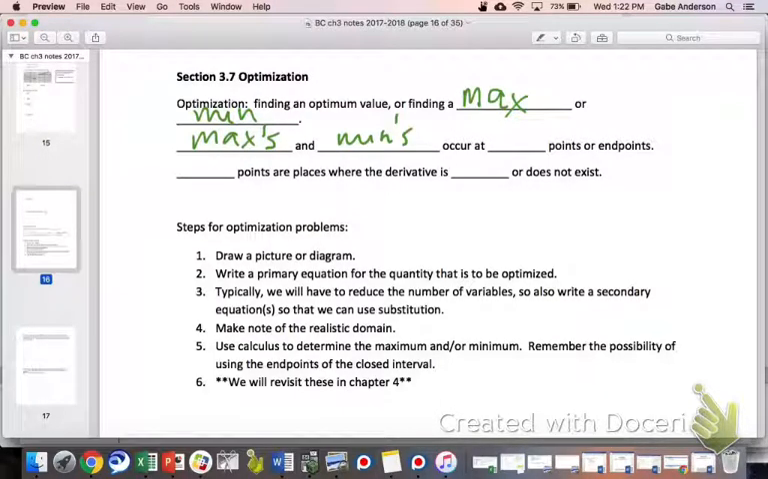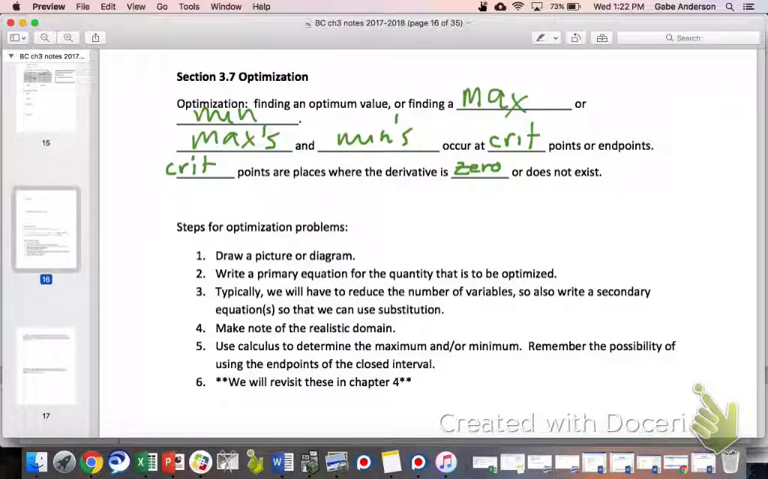Maybe this will help with the other ones. Occur at critical points or critical numbers, or endpoints if you do have a defined closed interval. And blank points are places where the derivative is blank or doesn't exist. Critical and 0. Critical and 0, you are correct. So just way of review, right? Just remembering all those things we learned in 3.3 and 3.4 and all of last year still apply here, of course.